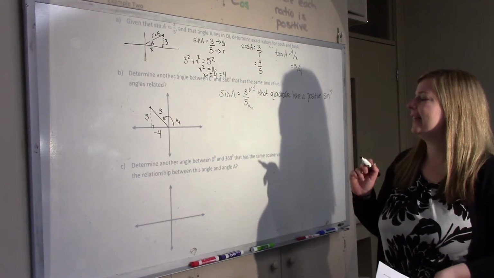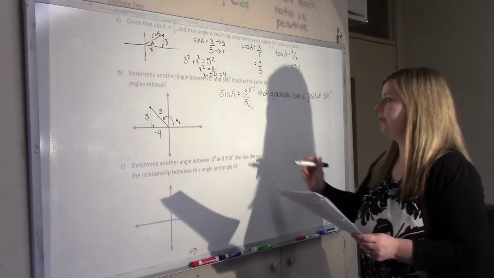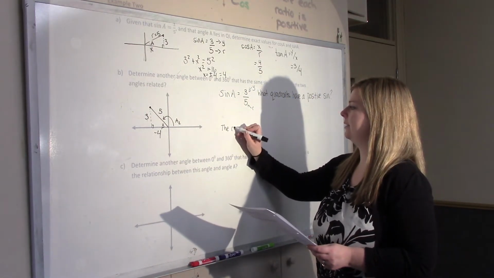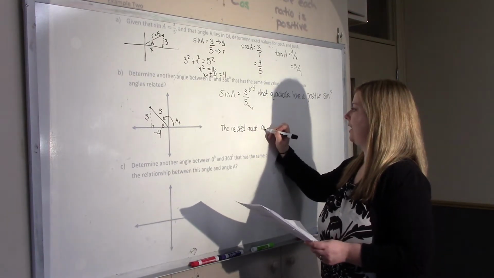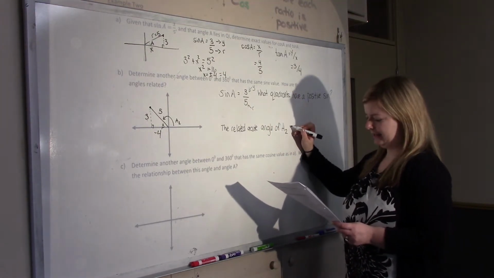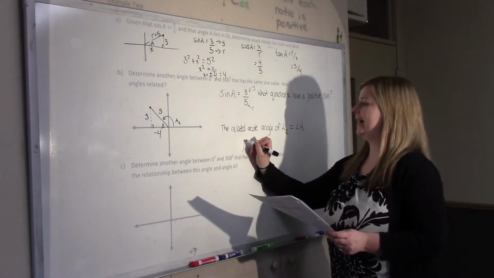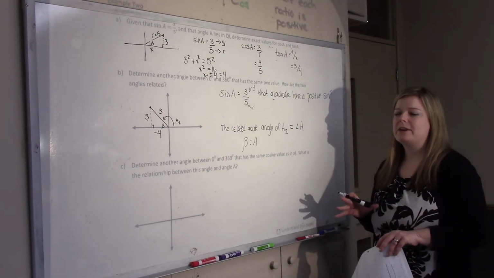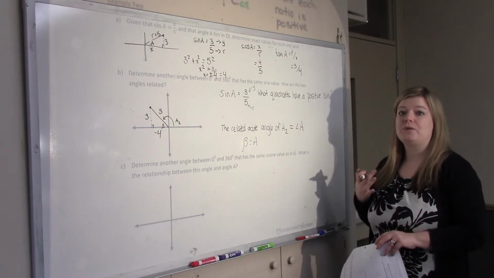So how is this related back to A? So how is A2 related to A? Well, the related acute angle beta, so the related acute angle of A2 is equal to angle A from above. So beta in this case is equal to A. All right? So if two principal angles have the same sine ratio, that means their related acute angles are the same.